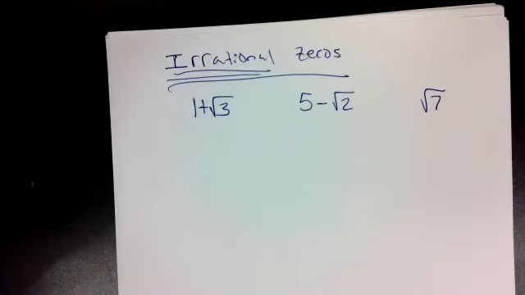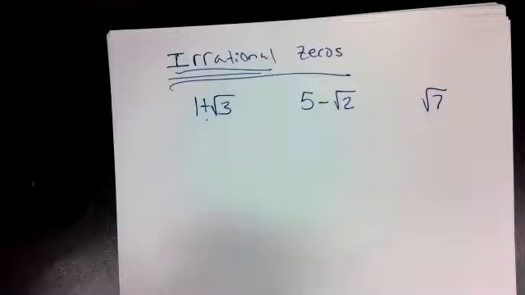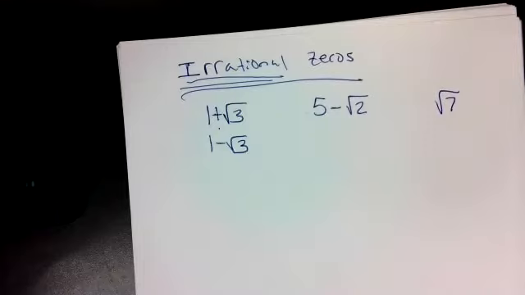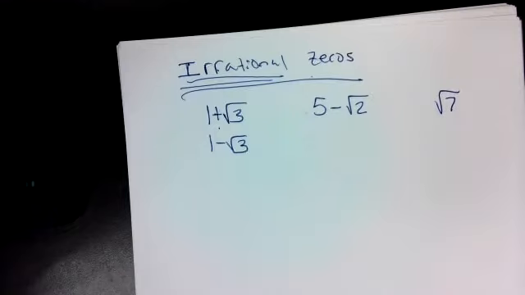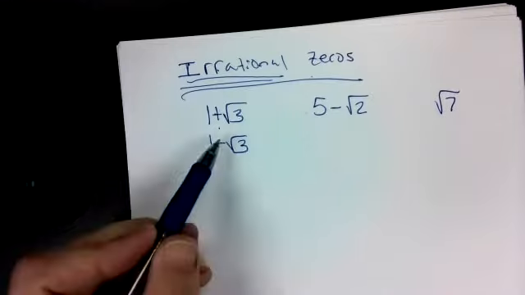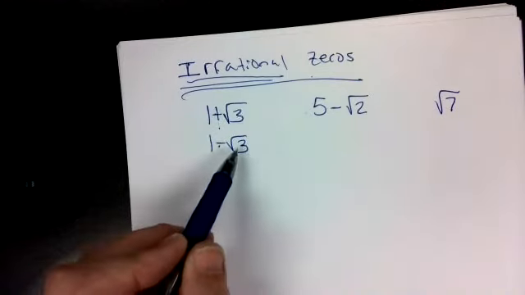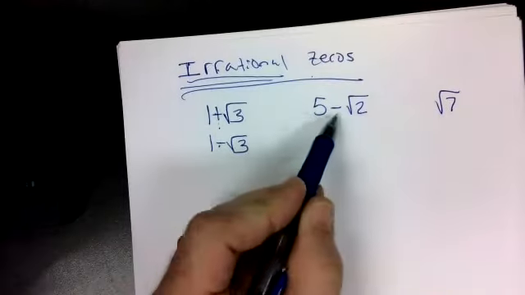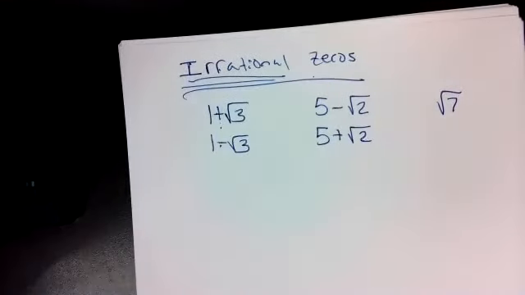Now, one of the laws of irrational zeros is that if 1 plus square root of 3 is a 0, so is 1 minus square root of 3. They come in pairs. So irrational zeros are always going to come in pairs. And the only thing that changes is the sign. So like 1 plus root of 3 is also going to go with 1 minus root of 3. 5 minus root of 2 is also going to go with 5 plus the root of 2.